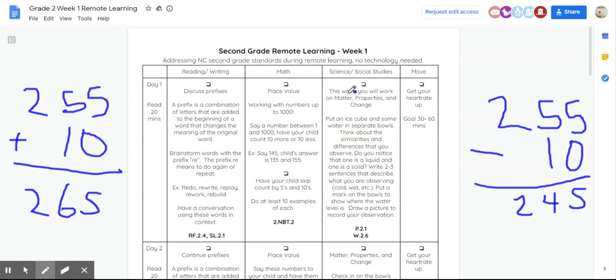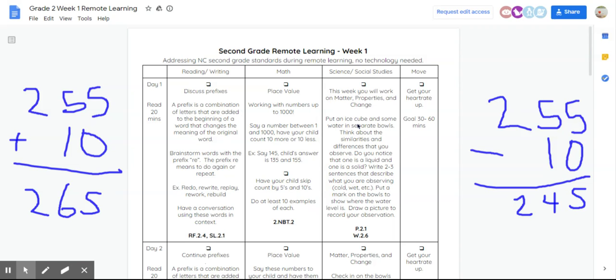All right, let's look at today's science. So this week you're going to work with matter, properties, and change. And if you remember, we did this with the little science experiment that you did. So matter can come in solids, liquids, and gases.